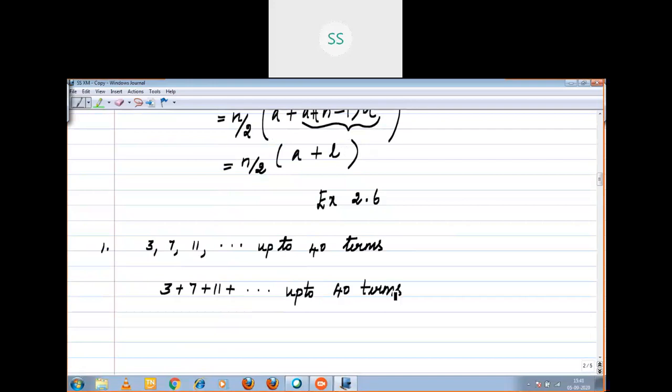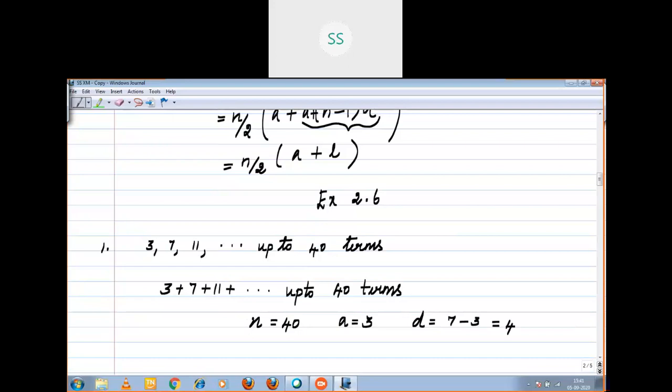Then only do you apply the Sn formula. First you should gather what we need to substitute in the formula. n equal to 40, a equal to 3. What is d? I said second term minus first term. 7 minus 3 equal to 4. Right? 11 minus 7, 4. If the common difference is the same, only then can we call it an arithmetic progression.